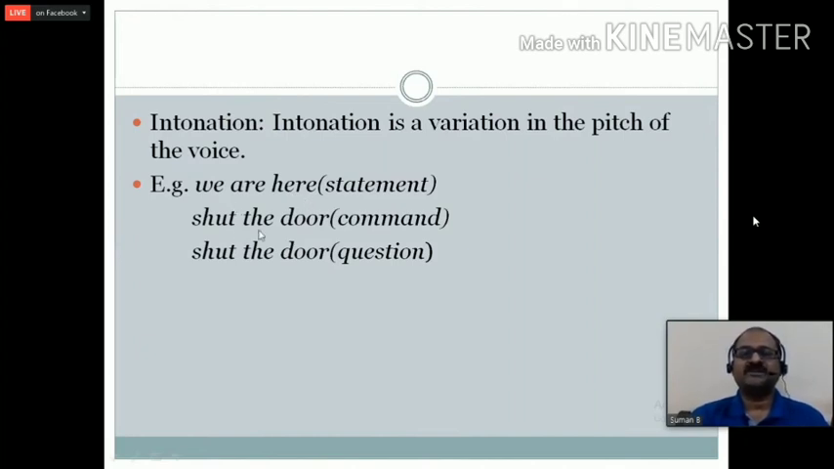Next, shut the door. When it is a command, shut the door. So initially high and finally the tone falls down, right? But when it comes to a question, the tone gradually rises. Shut the door? So this is how tone can actually change the meaning.